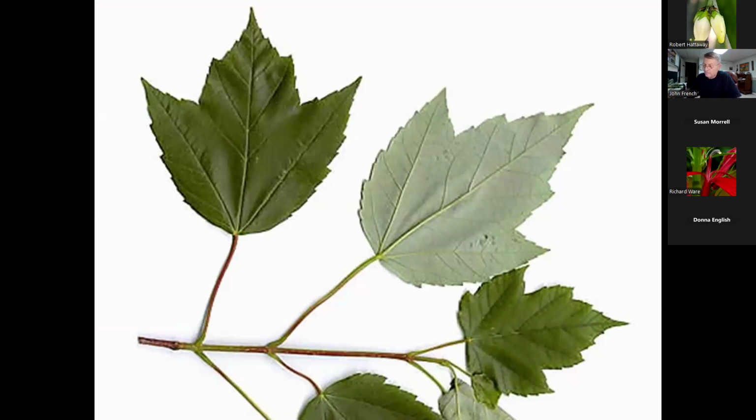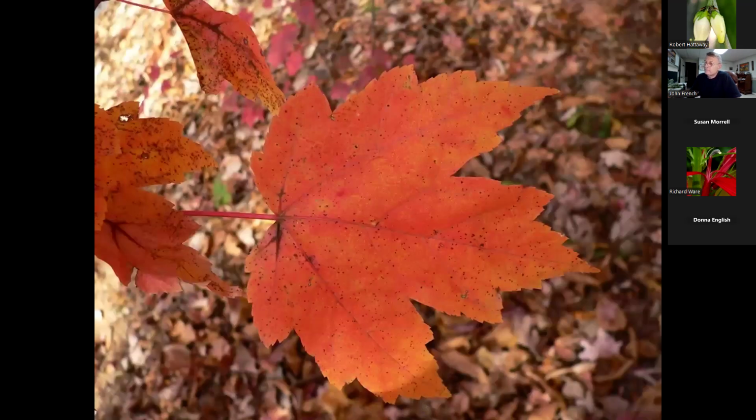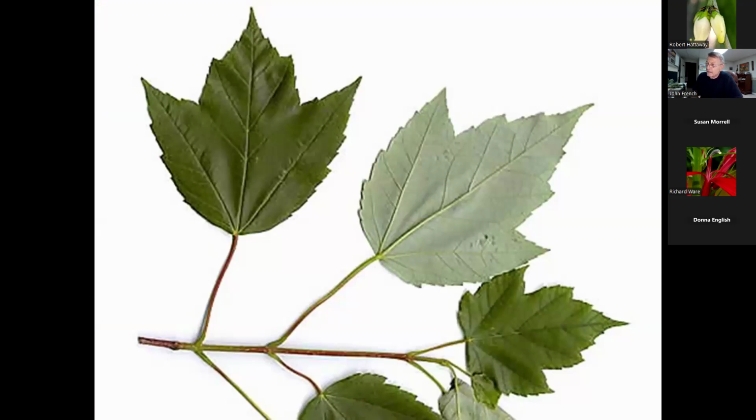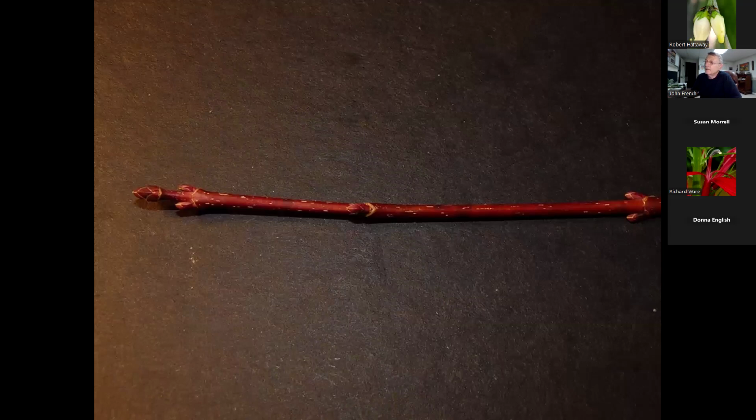Everybody see that? Palmately? The veins all come out from one point right there, most of them, anyway. Palmately veined. That's correct. Like the fingers of your hand. Fruit, a samara. Now that I put this in there, but I don't really need it right now.